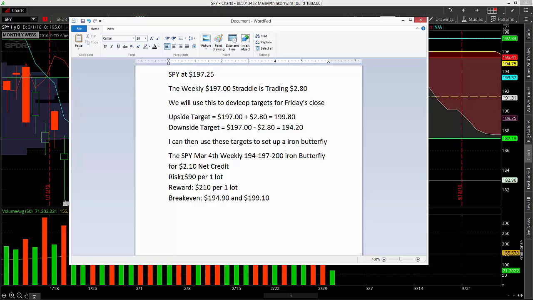We'll have more information on different ways to use this method to select strikes for different types of strategies later on this week. So keep your eyes open for more emails from us about this, and feel free to send any questions you have our way.